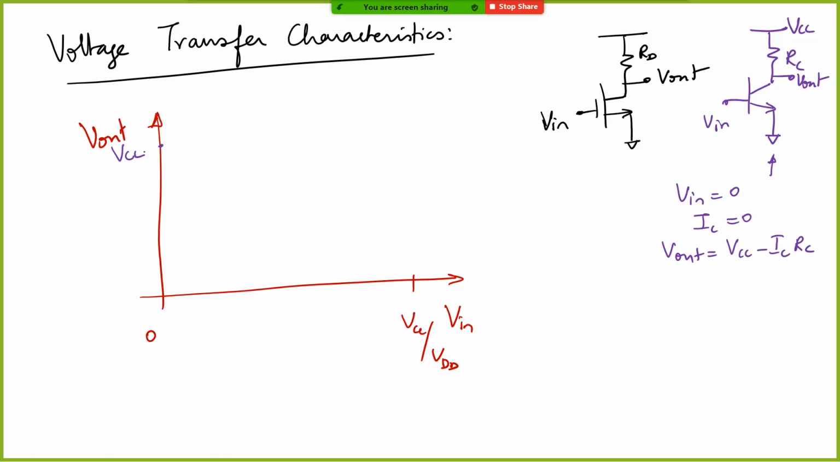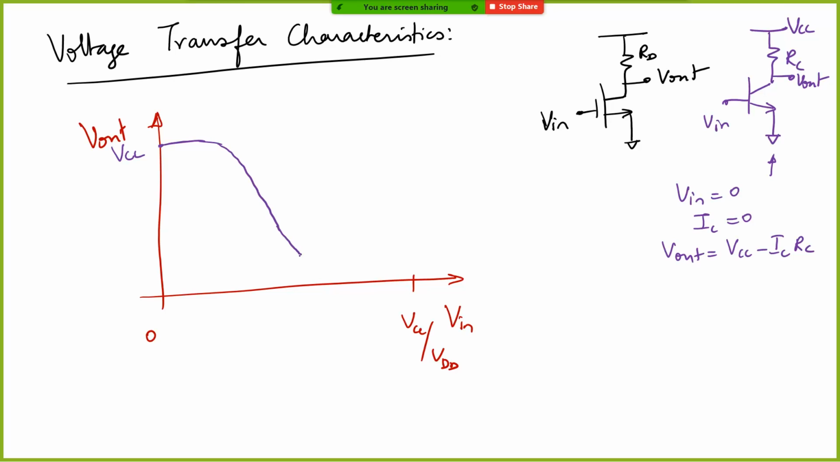It will start dropping. Correct. So in the initial region where the current is still 0, you still are at VCC, and slowly you start dropping, and then as it starts conducting, it will very rapidly drop. Right. Now, what happens when Vn is close to VCC?